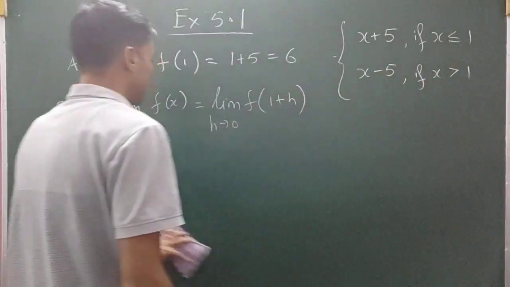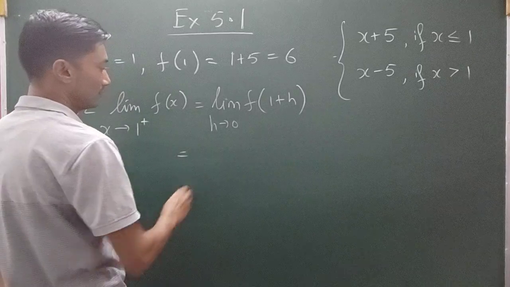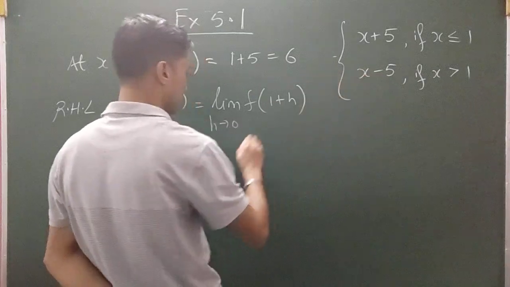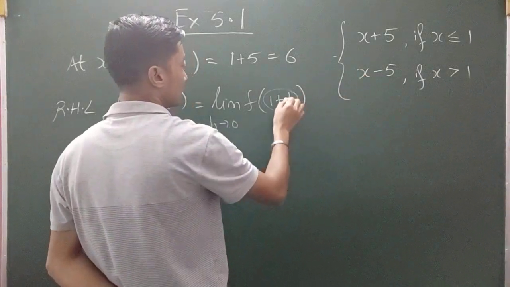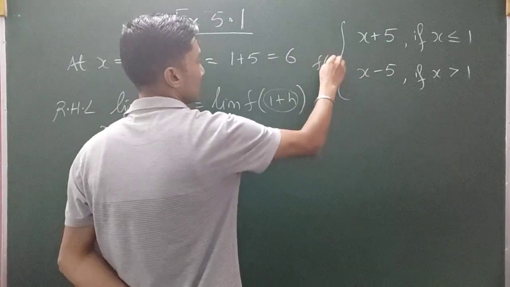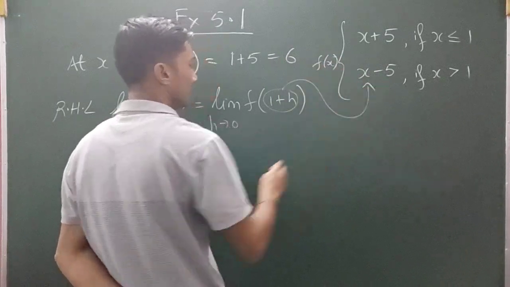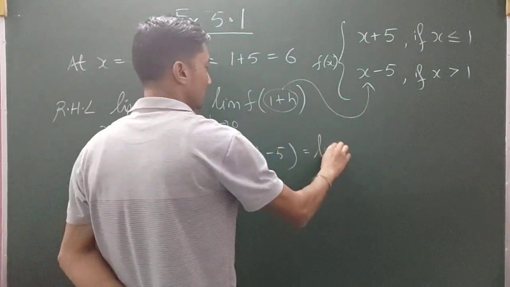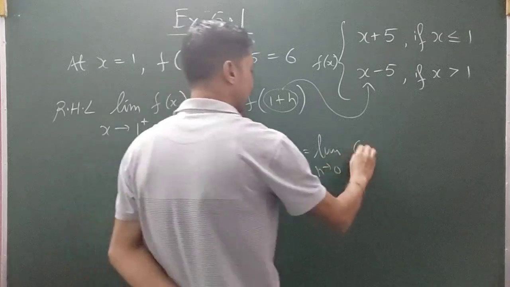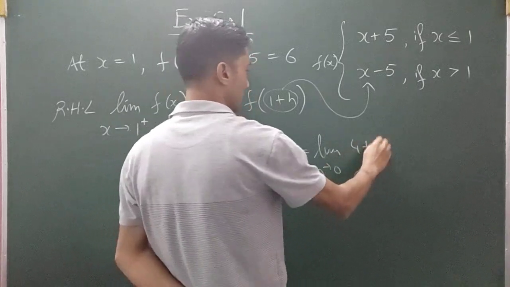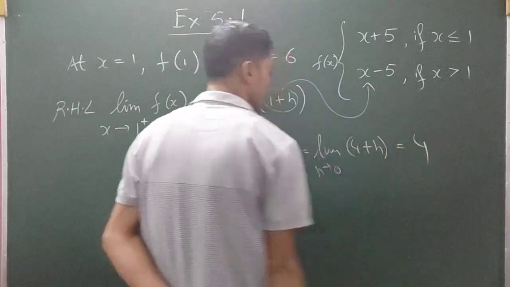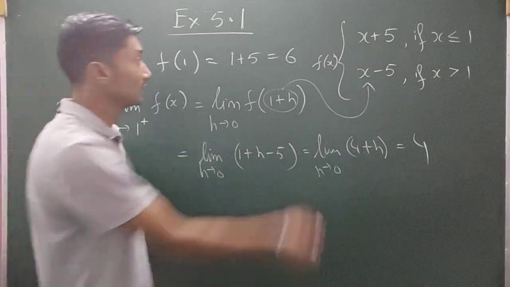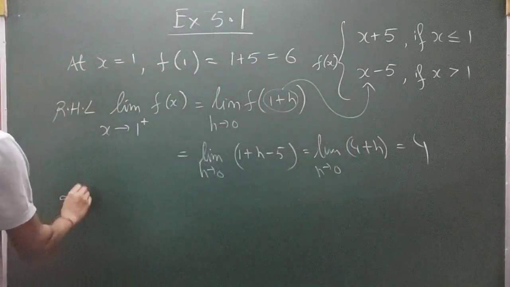So that would be for a value slightly greater than 1. What is the function for greater than 1? This one. So x will be replaced by 1 plus h minus 5. So that would be the limiting value as h tends to 0 of 4 plus h. Once we use the value of the limit h tends to 0, we get 4. So of course immediately we can see that it's not continuous, but let's just check the left hand limit also.